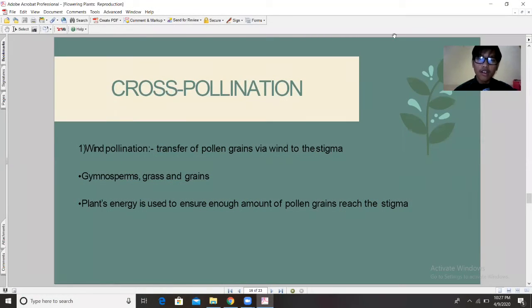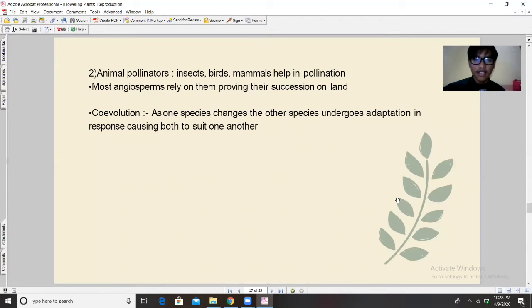So we talk about cross-pollination, which consists of two types, wind pollination and animal pollination. Some species of flowering plants such as grass and greens rely on wind pollination, as do the gymnosperms. Much of the plant's energy goes into making pollen to ensure that enough pollen grains reach the stigma.